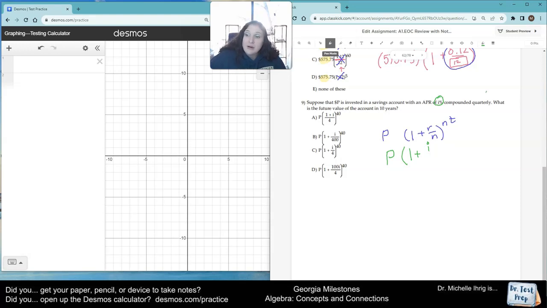And then it says compounded quarterly. Well, how many quarters are in a dollar? 4. How many quarters are in a football game? 4. So 4 is my N value. And it wants to know the value in 10 years, so I'm going to multiply this by 10. So I'm left with the P, 1 plus, the I over 4, and then 4 times 10 is 40. So my answer is letter C. And we didn't even need the calculator for that one.